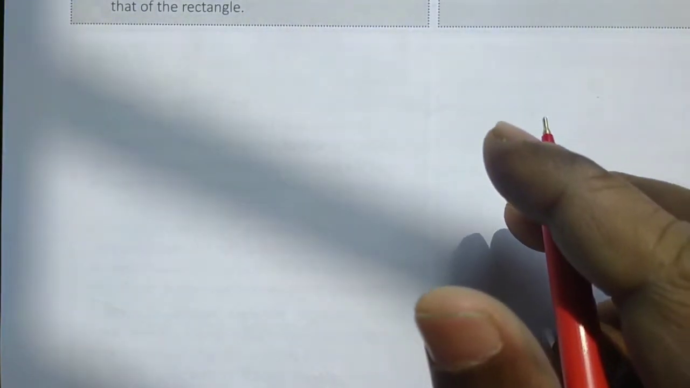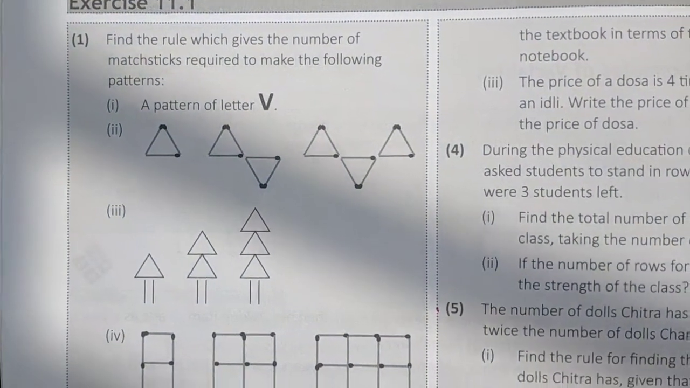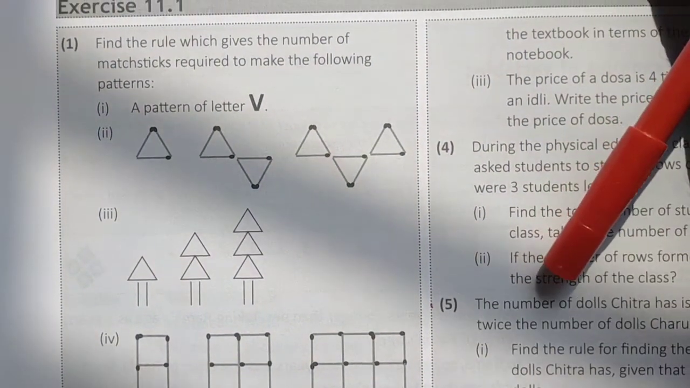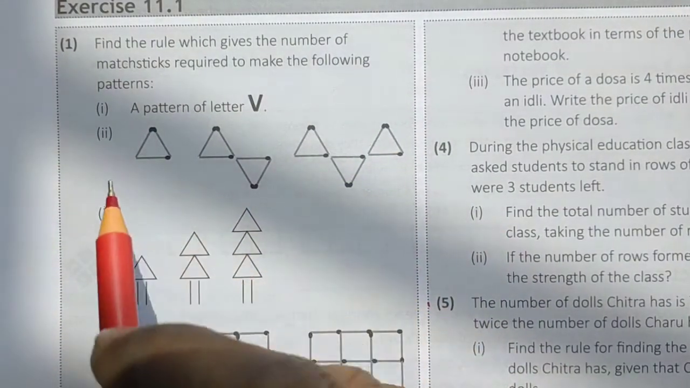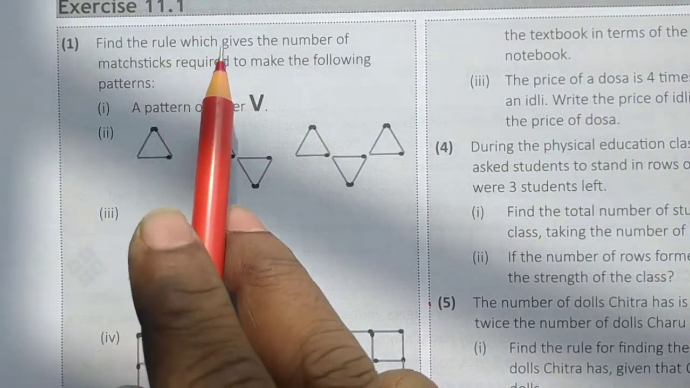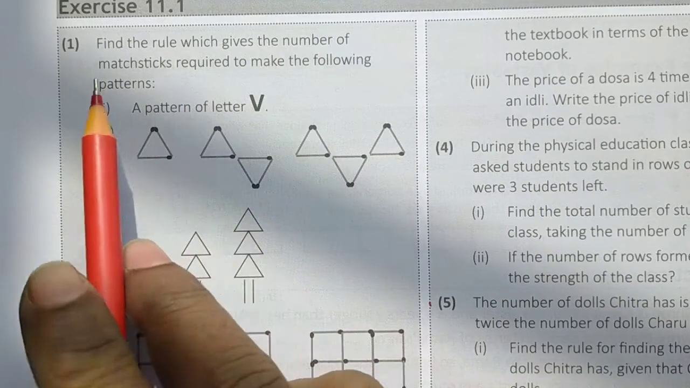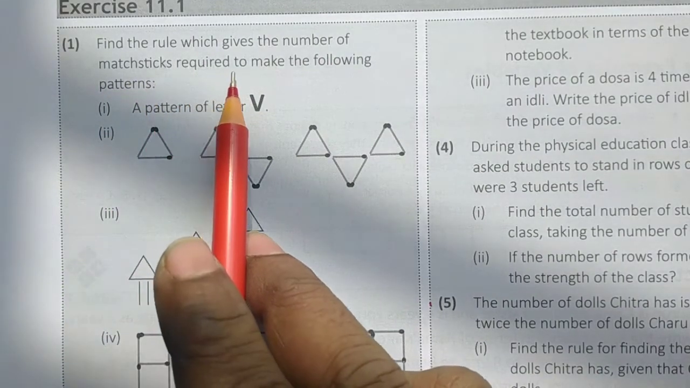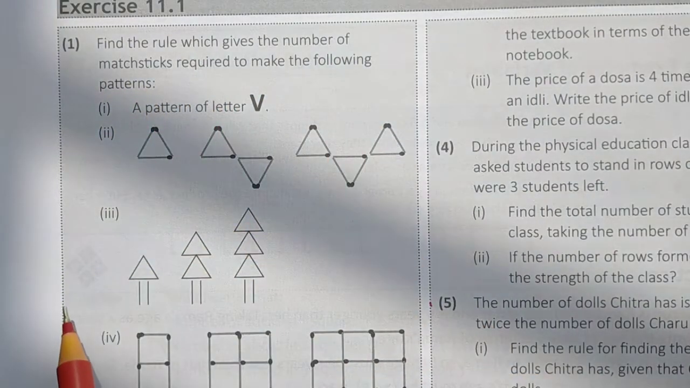So our first chapter is algebra. After studying arithmetic and geometry, we shall now study a new branch of mathematics that's called algebra. Now just try to solve some problems and understand using some examples. Here is exercise number 11.1. Here is the first problem. Find the rule which gives the number of matchsticks required to make the following patterns.